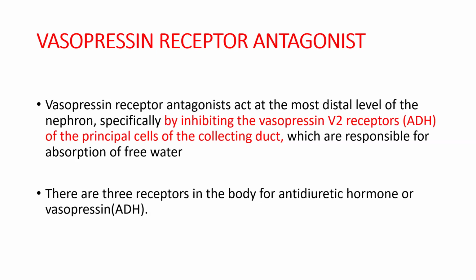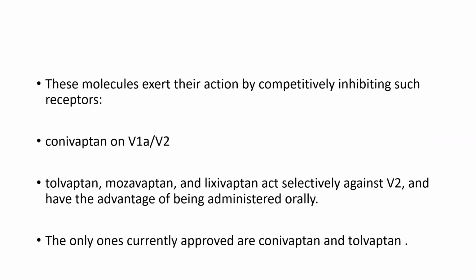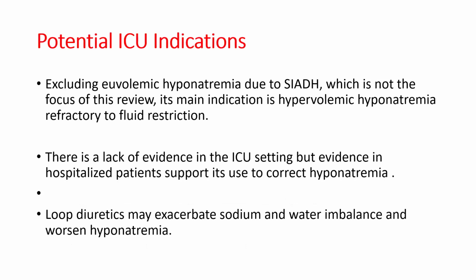There are 3 receptors in the body for antidiuretic hormone and vasopressin. These molecules exert their action by competitively inhibiting these receptors. Conivaptan will act on the V1A and V2, while tolvaptan, mozavaptan, and lixivaptan act selectively on the V2 and have the advantage of being administered orally. The only ones currently approved are conivaptan and tolvaptan.